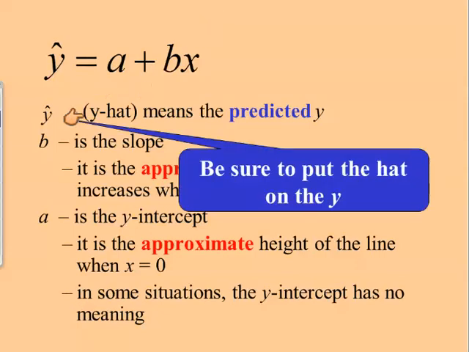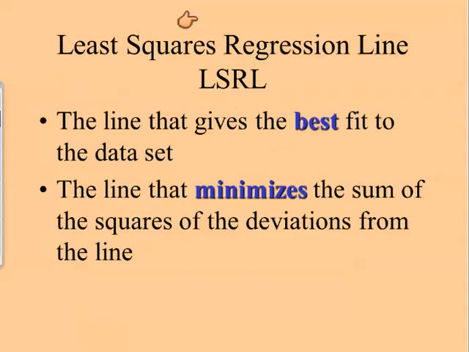Now, I want to caution you. Always remember to put that hat on the y here. Why? Because we're not talking about the actual y that we have in our data, that number. We're talking about a predicted y, and therefore it's a different y, and you have to make certain you distinguish it, and the way you distinguish it is by putting that hat on top of it.